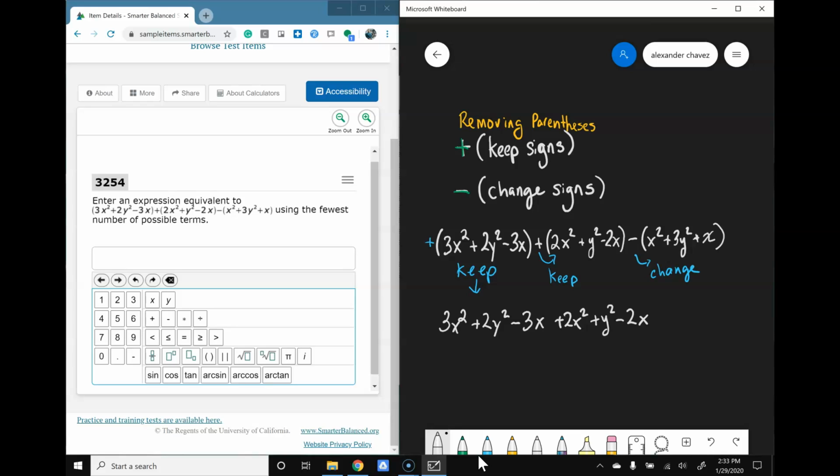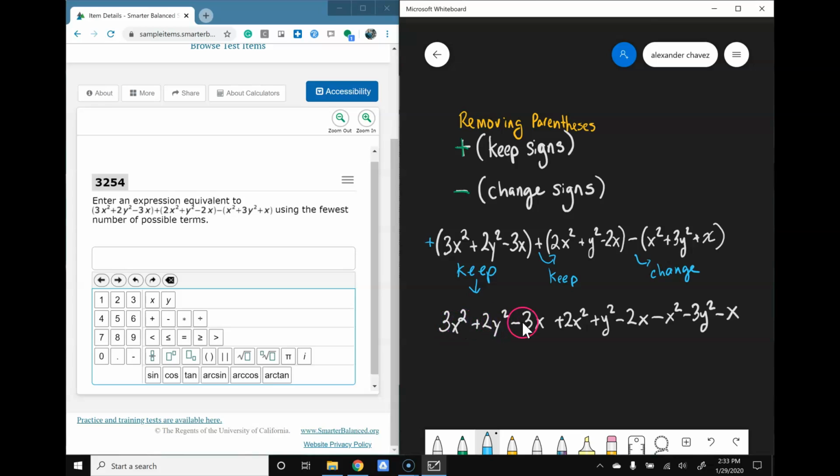Let's look at this last set of three terms, and let's change them as we bring them out. We have a positive x squared, and that's going to come out as a negative x squared. Then we have a plus 3y squared, and so we will take that as a minus or negative 3y squared. And we have a plus x, and we will change that to be minus or a negative x. Alright, so now we have all of our terms. They've all been taken out of their parentheses. And now we are ready to combine like terms.